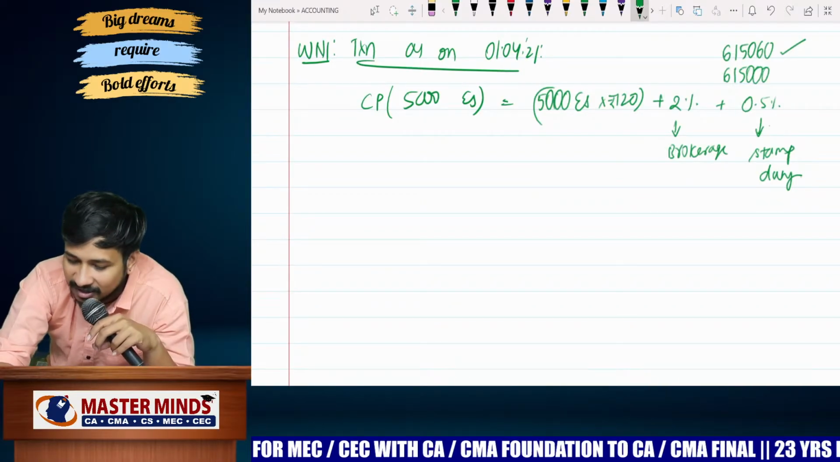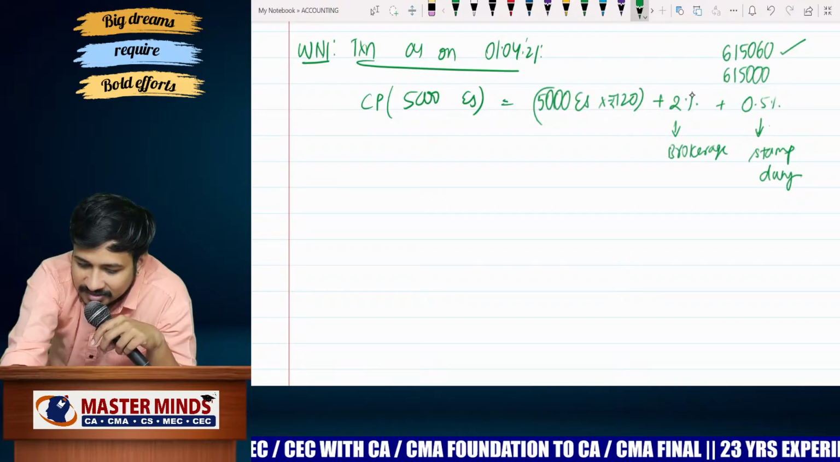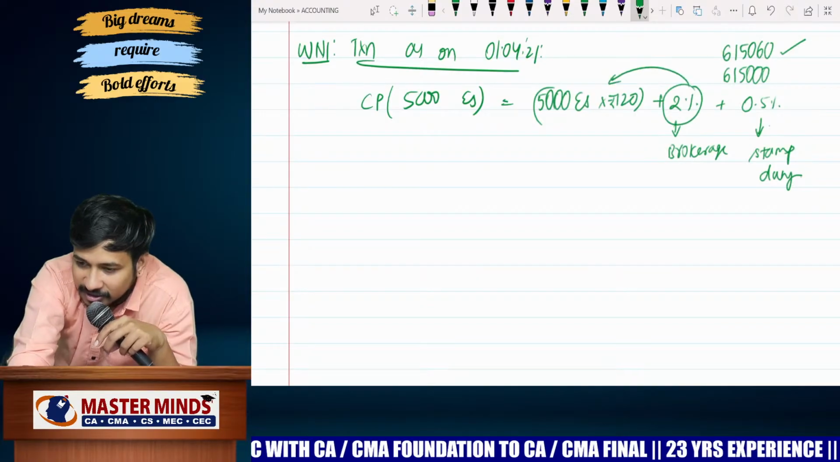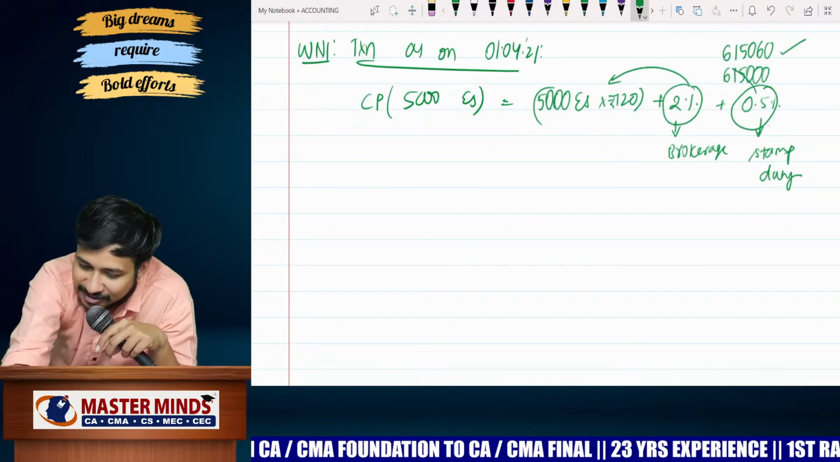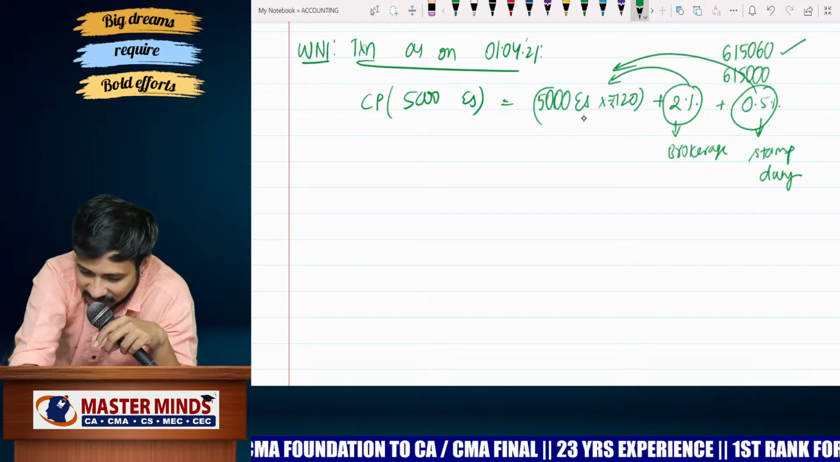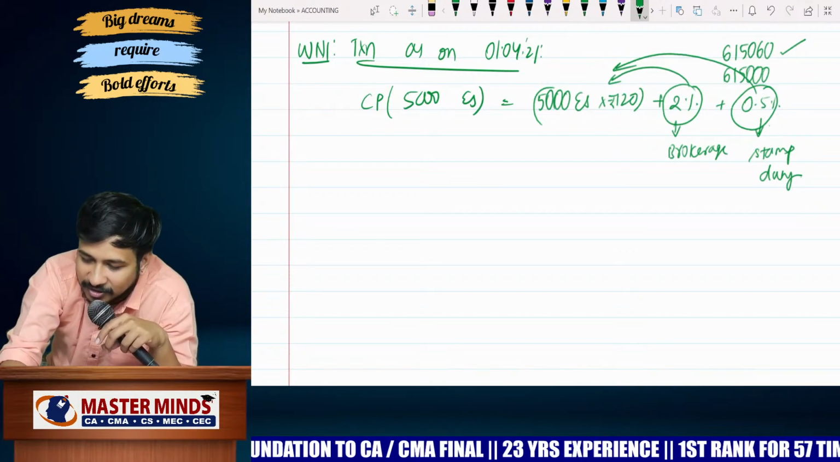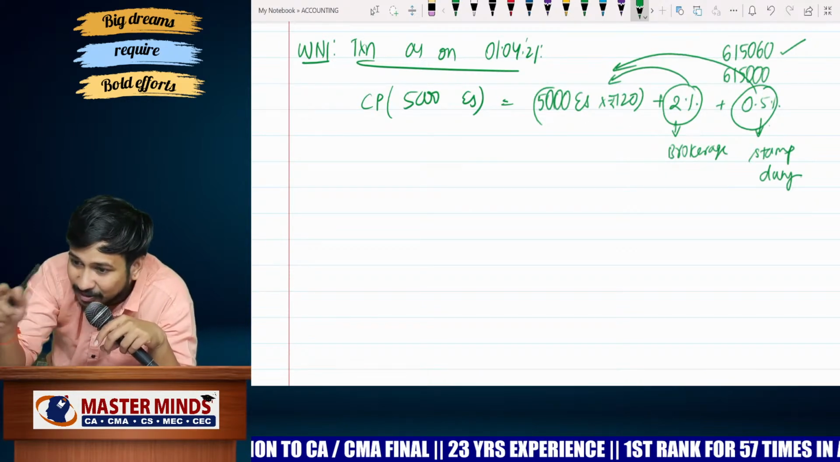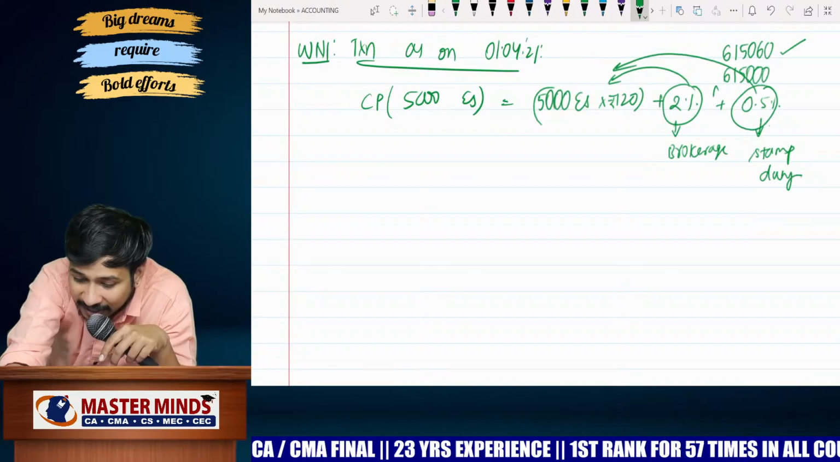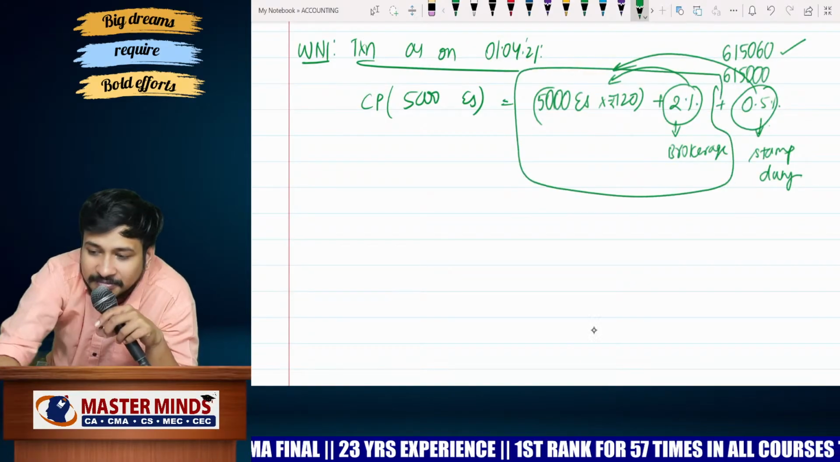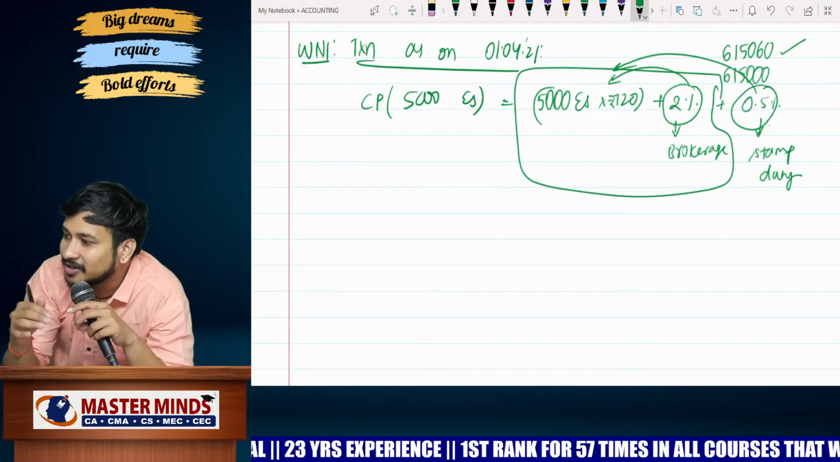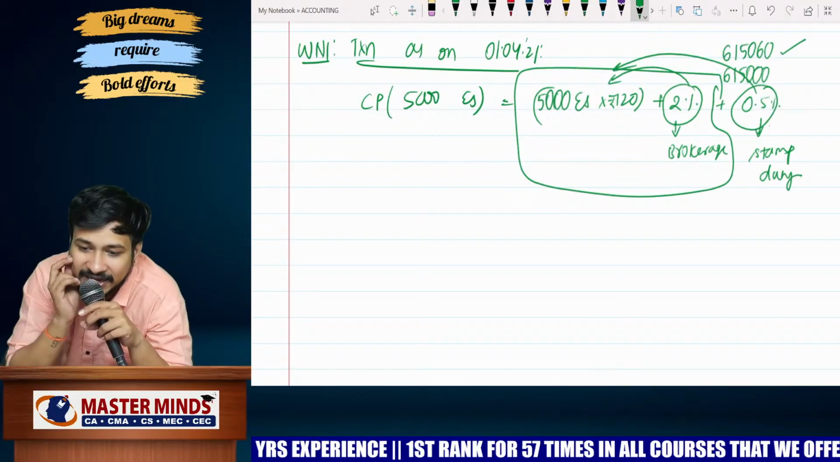But what is wrong in that? Brokerage is to be computed on cost price. Stamp duty is also to be computed on cost price. But whenever you're doing plus 2% plus 0.5%, this 0.5% is applied on the entire amount, and even on brokerage also 0.5% is applied.